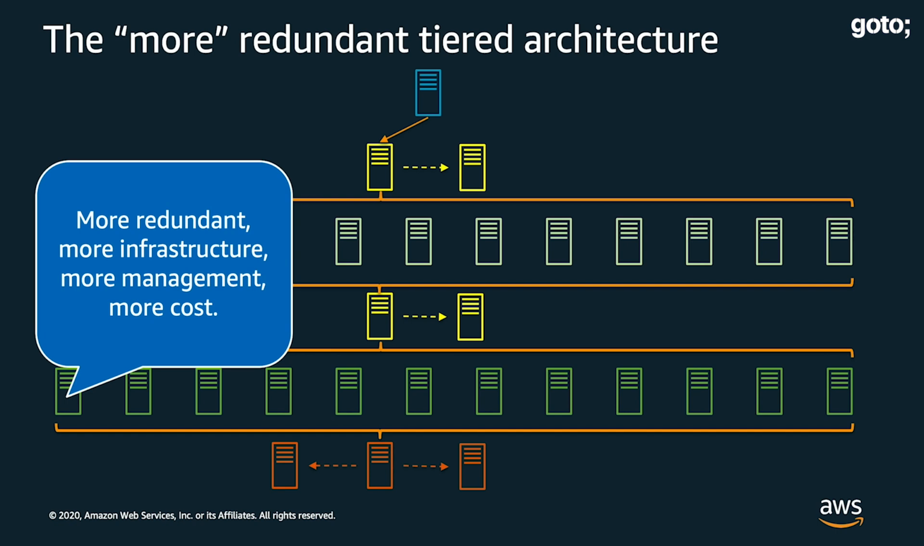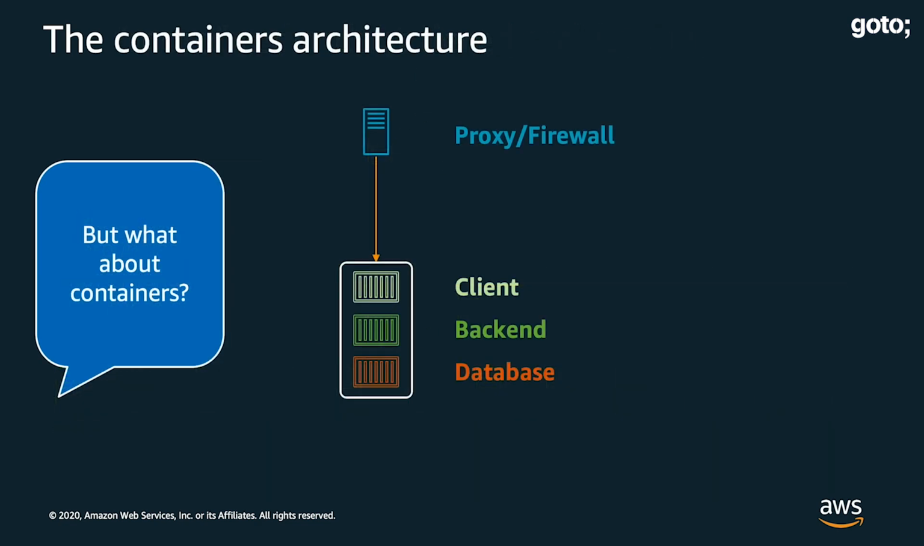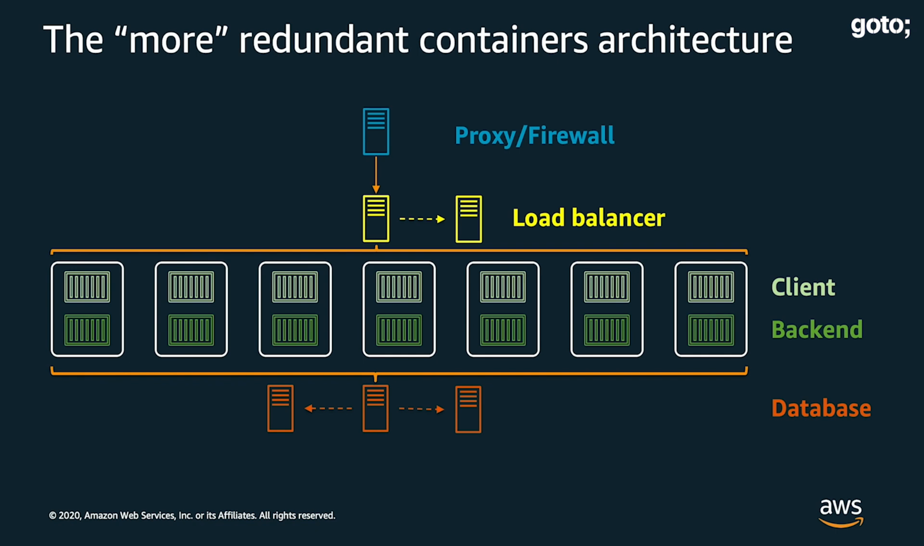Okay? And I know you're thinking to yourself, hold on. What about containers? Well, okay, fair enough. So we have this idea of the proxy firewall. And let's say we're running our client or backend or database all in the same. Maybe we split it out a little bit. But the reality is, it's still on hardware. It's still hardware you have to manage. So we need to build the more redundant containers architecture.